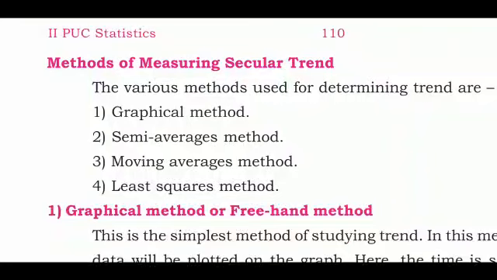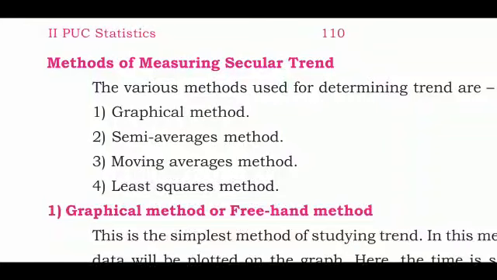Graphical method and semi-averages method are only for knowledge purposes. They are very simple to understand also. Now let me tell you from the examination point of view. You will have a question of 5 marks from the moving averages method, and a 10-mark question from the least squares method. So these are the three important things which you have to know perfectly. We will see each method one by one.